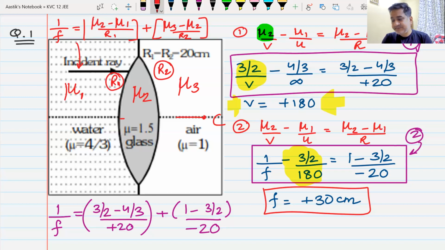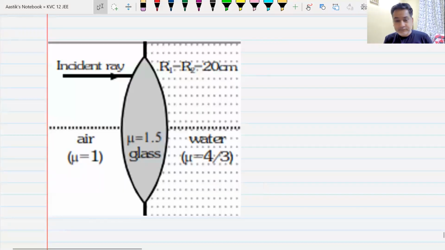Find out the focal length. See it for yourselves. Seeing is believing, my dear friends. That is the next question. And do it fast, because time is a luxury that we don't have. This is the question now. Air on this side, water on the other side, and glass in the middle.